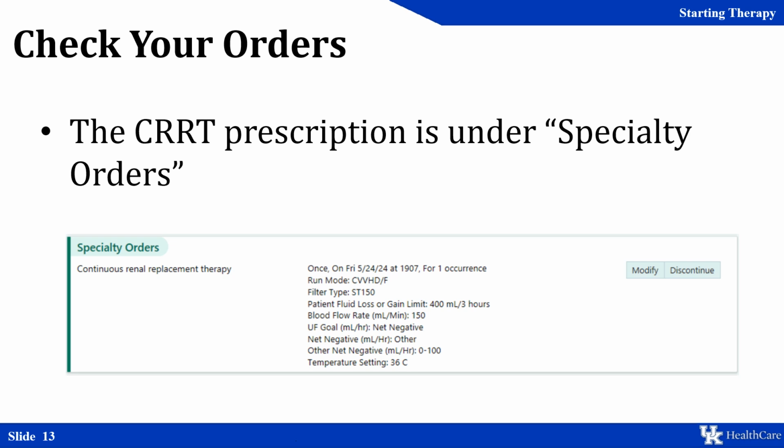So let's see what this actually looks like in our build of EPIC. If you go under specialty orders, which are usually under nursing orders, you will see most of those things I just said. However, notably absent are the fluids on the white, green, and purple scales. Those live in the medication administration record.